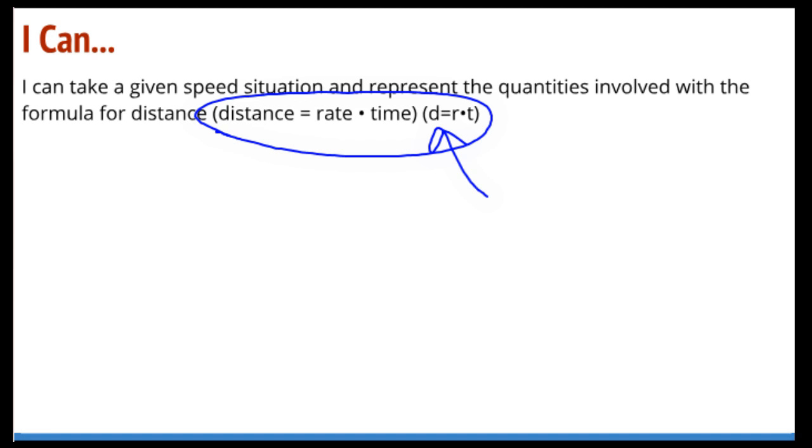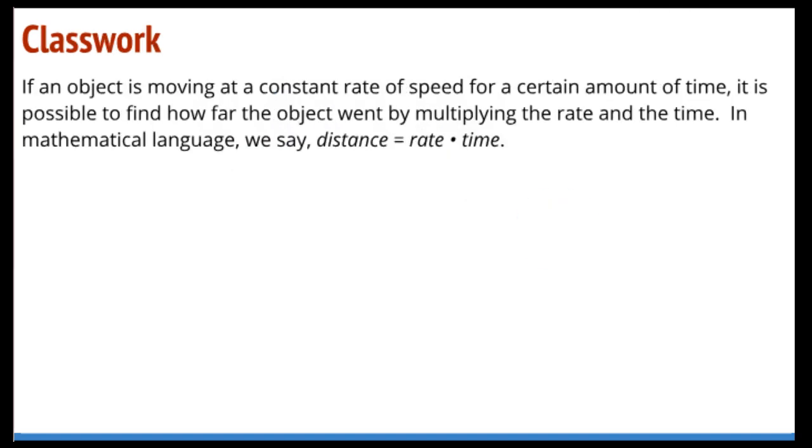So distance, how far something travels. Rate is the measurement of speed, and we have that happening over time. So we'll take a look at that. All right, classwork. If an object is moving at a constant rate of speed for a certain amount of time, it is possible to find how far the object went by multiplying the rate and the time. So in mathematical language, we say that the distance is equal to the rate multiplied by time.